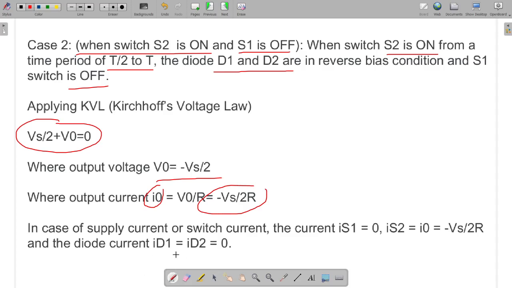In case of the supply current and the switch current, the first thyristor is in the off condition, meaning no current flows through it, so IS1 is equal to 0. The second thyristor current IS2 is the current that passes through the load. So I0 is equal to minus Vs upon 2R, and the diode currents ID1 and ID2 are equal to 0, because the diodes are operating in reverse bias and no current flows through them.